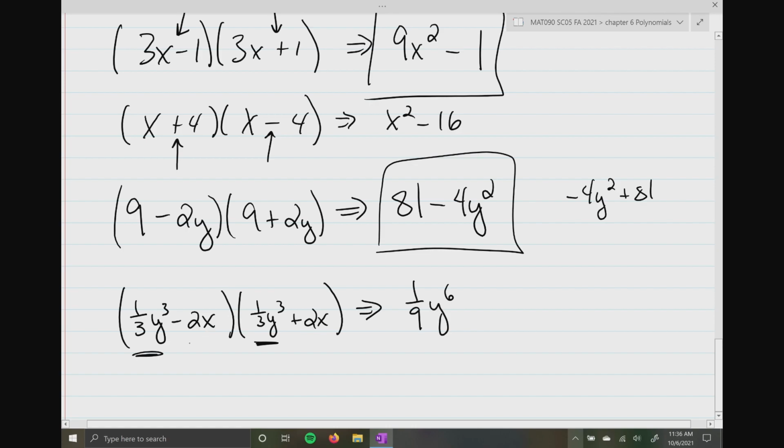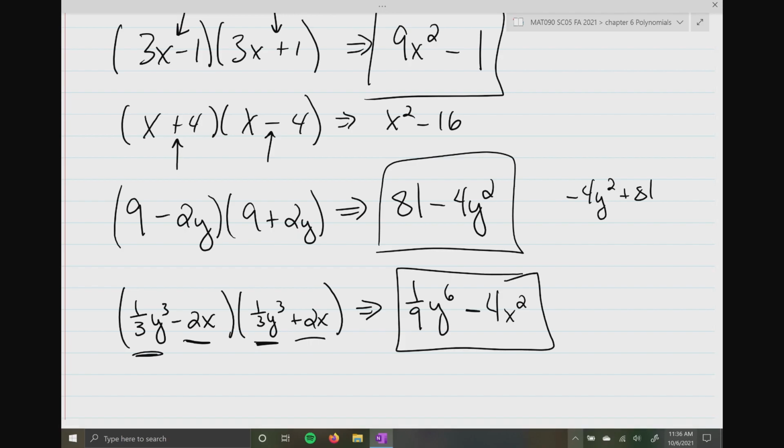Now, a negative times a positive is a negative. What's 2 times 2? 2 times 2 is 4, so -4. And what's x times x? X to the second. And that's it. So although this conjugate pair looked extremely complex because you got different variables, exponents, and fractions, did the technique change? Not at all.